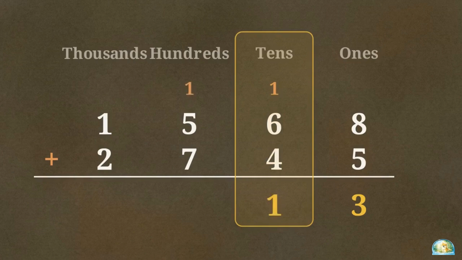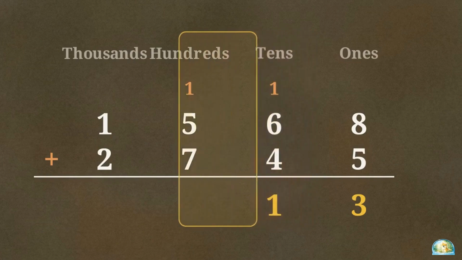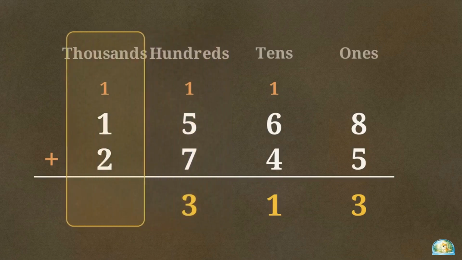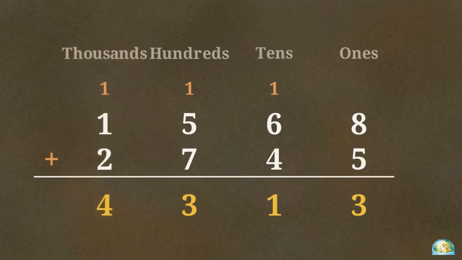In the hundreds column, 5 plus 7 plus 1 is 13 hundreds. Write 3 hundreds and regroup 1000. In the thousands column, 1 plus 2 plus 1 is 4 thousands. The localized rules of vertical alignment and column-by-column regrouping apply exactly the same way, scaling smoothly across larger values.